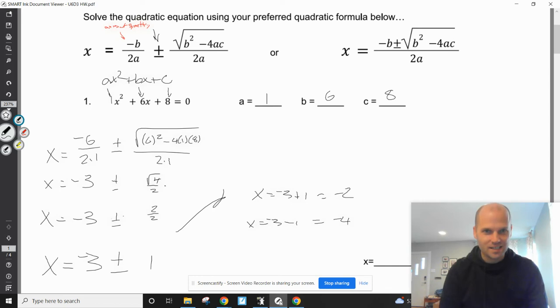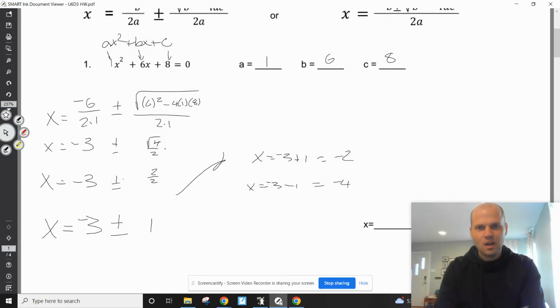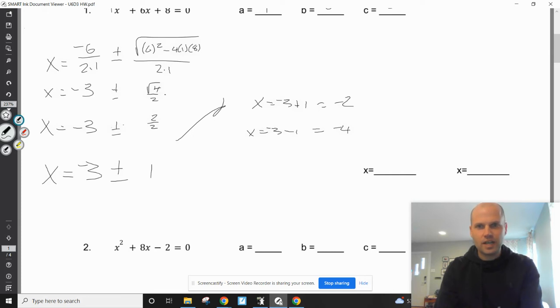Sometimes the formula gets you, you've got to pay attention to all that. Like the opposite of b. B is positive, so it becomes negative. I was just talking ahead for when b is negative. All right, so those are my solutions: x equals negative 2 and x equals negative 4.